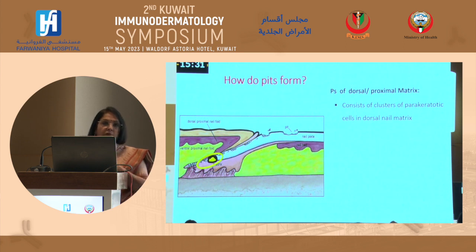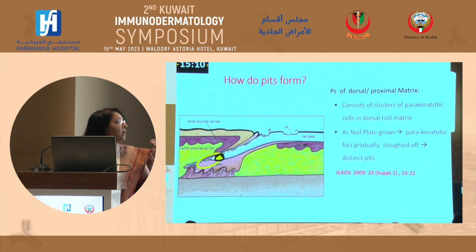We know that the hallmark of psoriatic pathology is parakeratosis, that is incomplete keratinization. So this is happening in the proximal part of the nail matrix, which forms the topmost layer of the nail plate. With the growth of the nail plate, this parakeratotic scale moves up and lies on the topmost part of the nail plate, and it's a very friable structure, and it ultimately falls off, forming a pit. So that's how the pit is formed, and these are the pits.